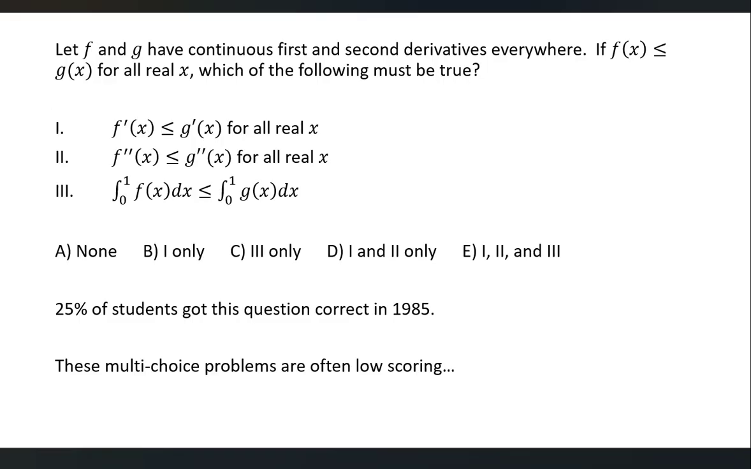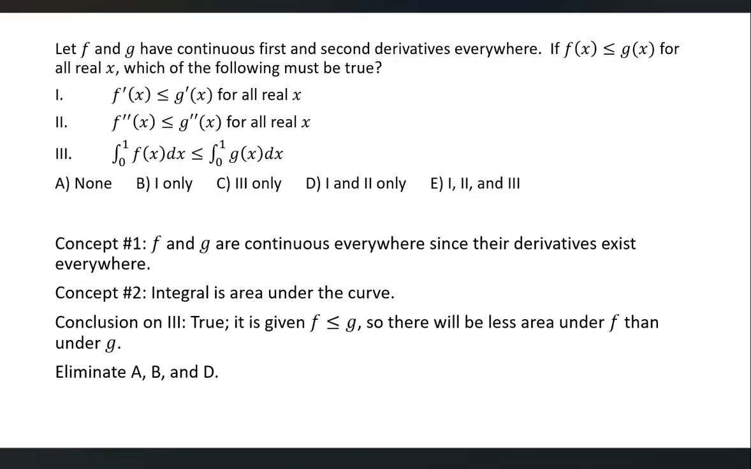All right, and we can actually think through that number 3 is always true. Why is that the case? First and foremost, concept number 1 I wrote over here, because they tell us that f and g have continuous first and second derivatives everywhere. If something's differentiable everywhere, that means it's continuous everywhere. Remember that important concept? If something's differentiable, it must be continuous. Okay, so therefore f and g are continuous everywhere, first and foremost. Okay, why is that important?